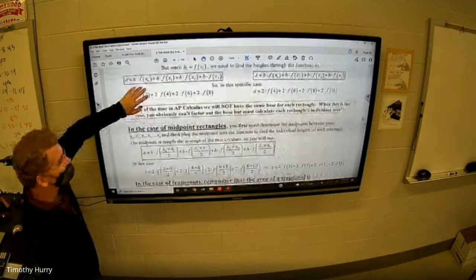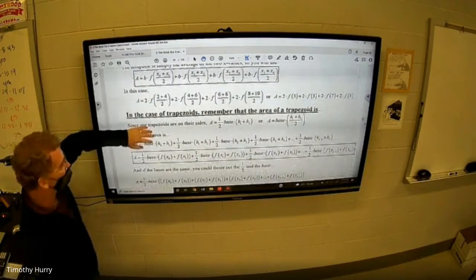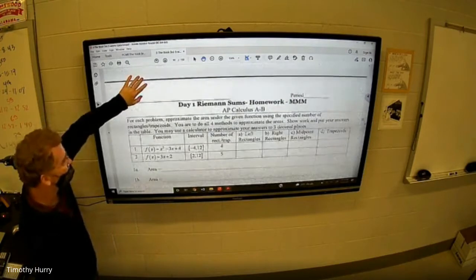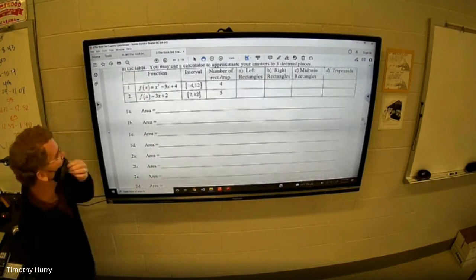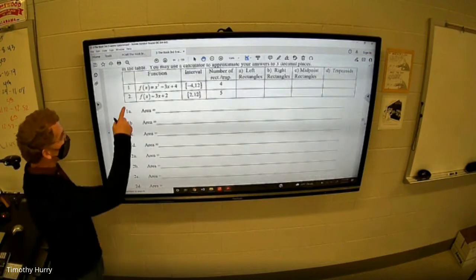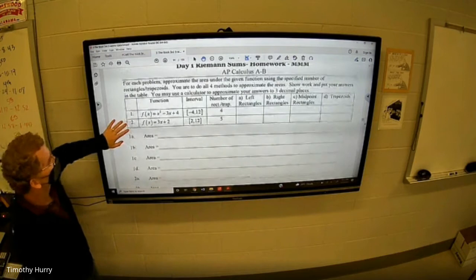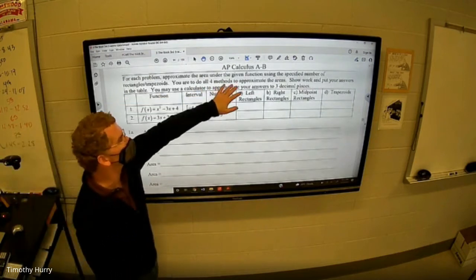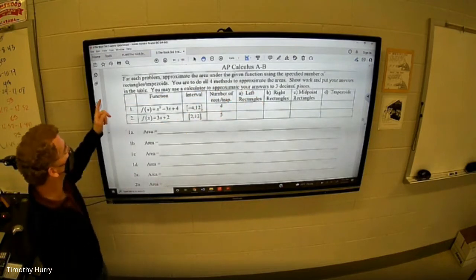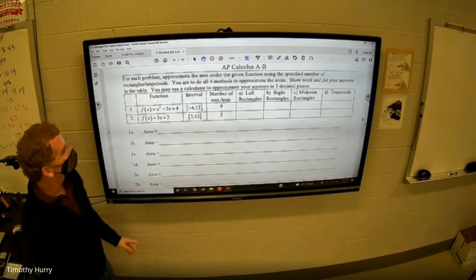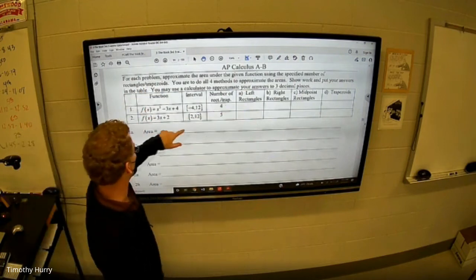And these are all the little mini formulas here, if you want to look at them and know them. But let's just look at some of these problems and see what happens. So right here on number 1, it says, for each problem, approximate the area under the function for the specific number of rectangles or trapezoids. You were to do all 4 methods to approximate the areas.